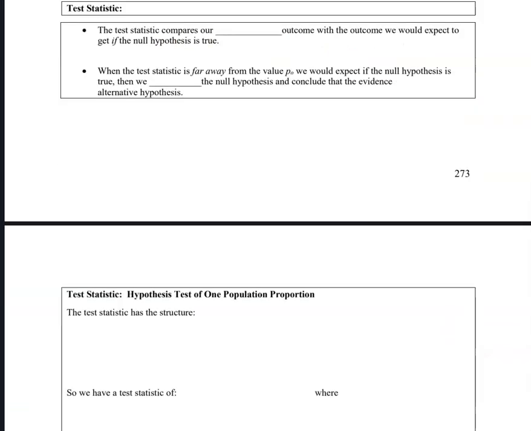Our test statistic, that's the next thing I want to talk about. Our test statistic compares our observed outcome, so I'm going to also put underneath that our sample outcome, with the outcome we would have expected to get if the null hypothesis had been true. When that test statistic is far away from what we expect, the P naught, then we reject our null hypothesis and we conclude that we think that the evidence is supportive of the alternative hypothesis.